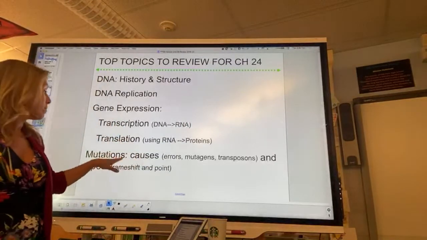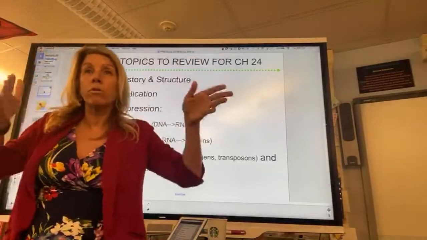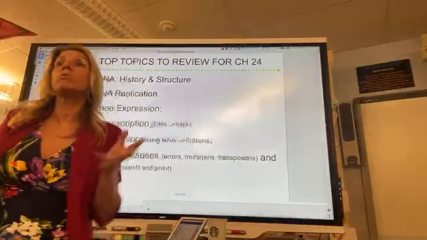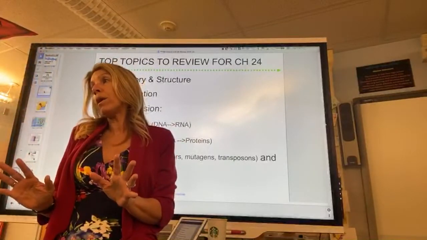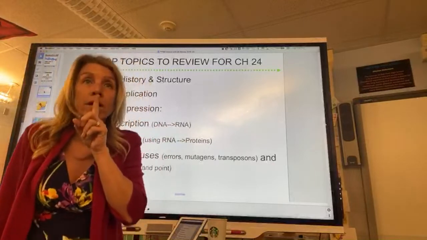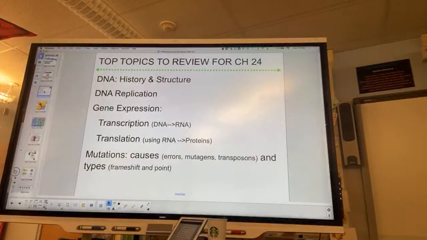Then we're going to talk about mutations, and we talked about the different kinds of mutations. You can have a point mutation or a what? Frame shift. Which one's worse, do you think? Frame shift. Frame shift is always bad, no matter what. Because a point mutation, you could have a what kind of mutation? Silent mutation, right? Okay, so that is chapter 24.